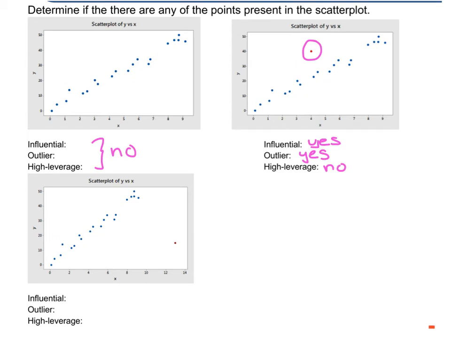The third one, this point down here, so yes, this is going to be influential. Would we say that it's an outlier? Yes, because it's definitely out of trend. It's going to have a high residual. Is it high leverage? Well, yes, it's extreme in x. So it's going to definitely pull my slope down, and my y-intercept would probably go up. So therefore it is also influential because it's definitely impacting my model.